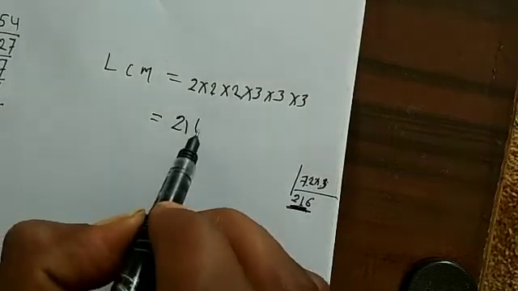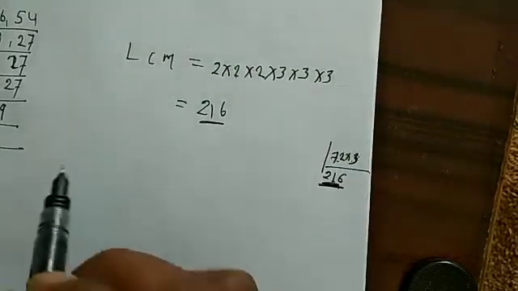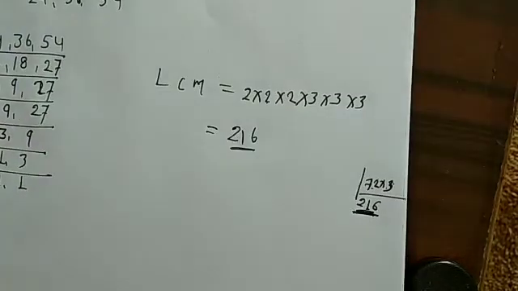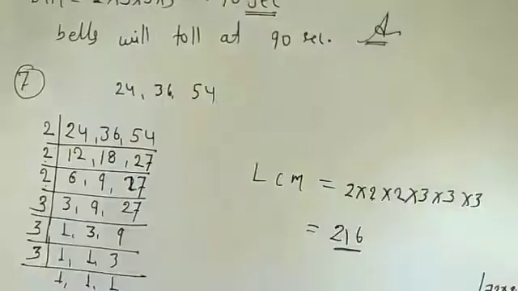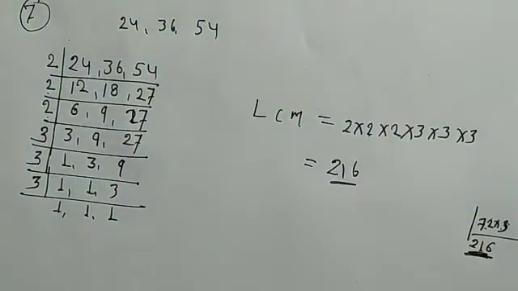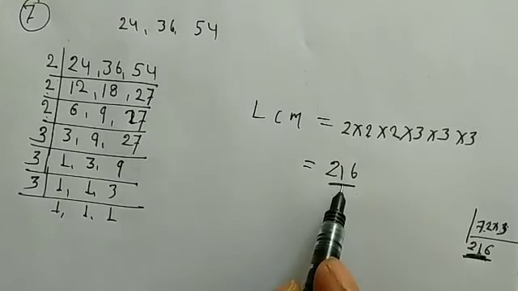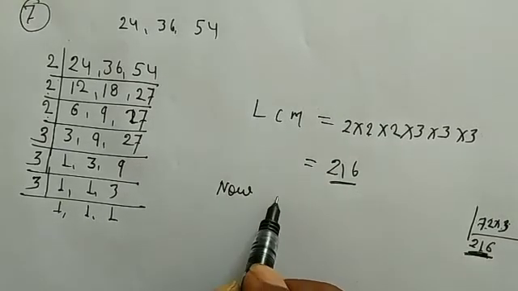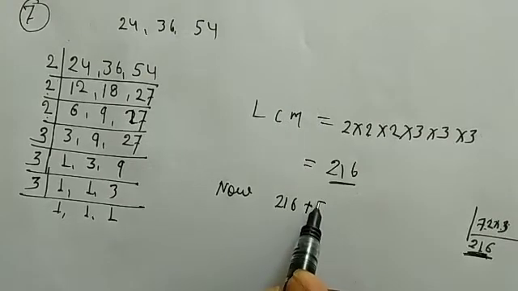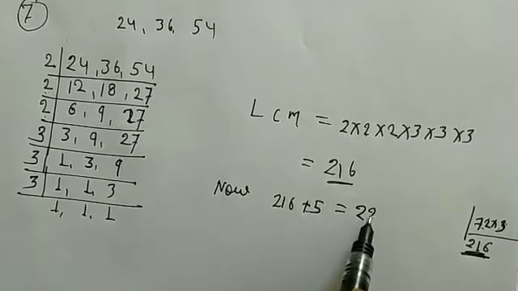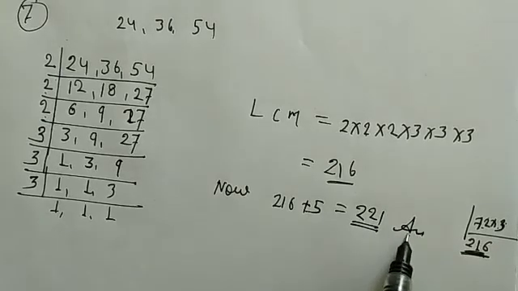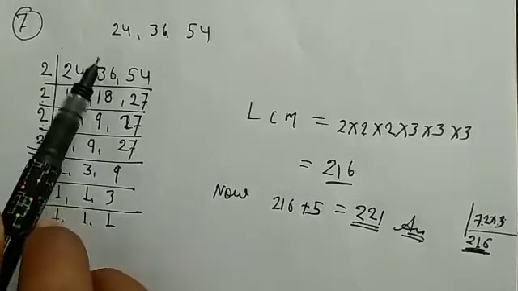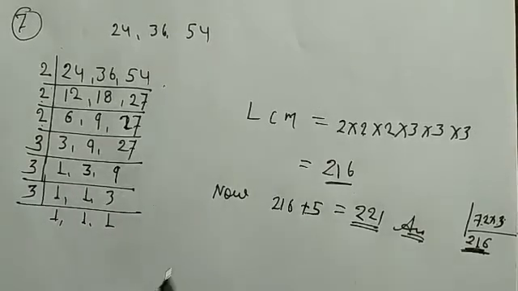So the LCM is 216. Now in the question, if we divide by these numbers, in each case 5 should be the remainder. To get a remainder of 5, we simply add 5 to the LCM. So 216 plus 5 equals 221. This is the answer. When we divide 221 by these numbers, in each case 5 will be the remainder.